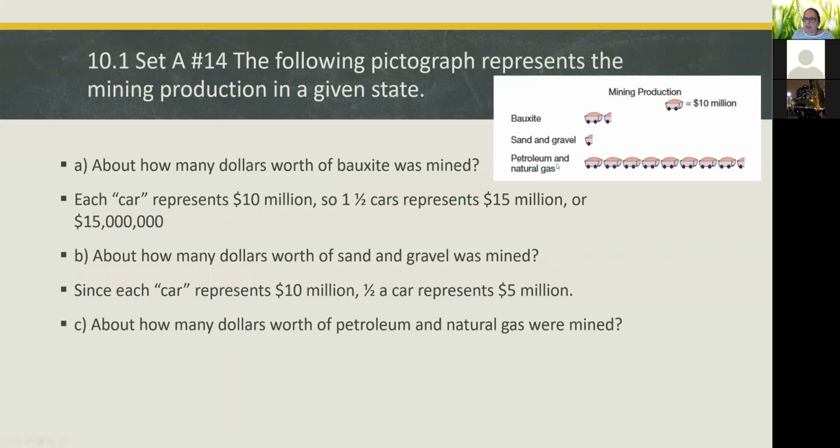And then for petroleum and natural gas, I needed to add up, figure out how many cars there are. And it came out to be 8.5 cars. So that's 85 million. Remember, each car is 10 million. Is that okay?